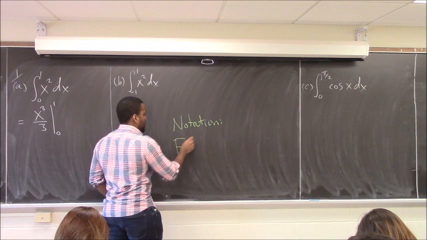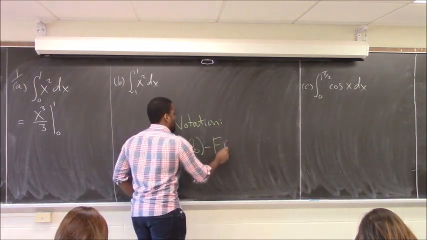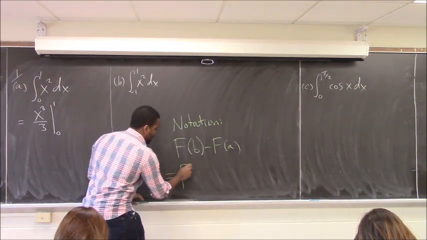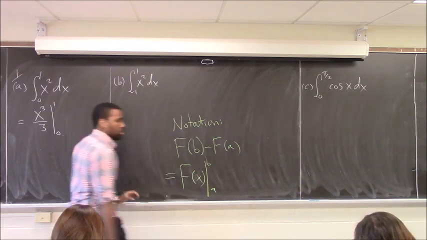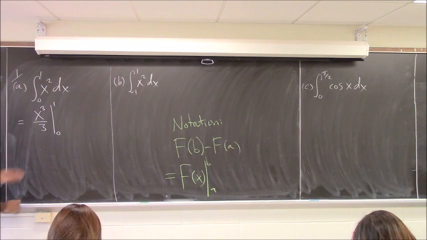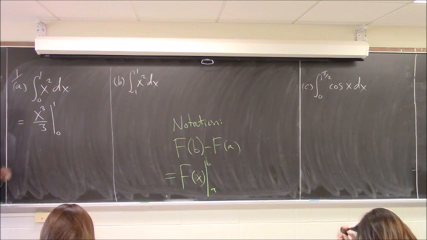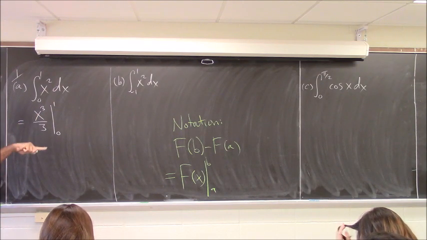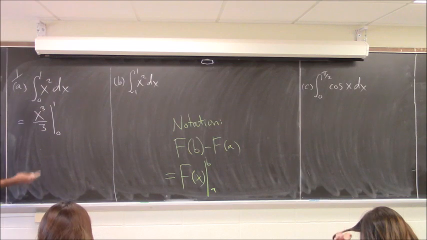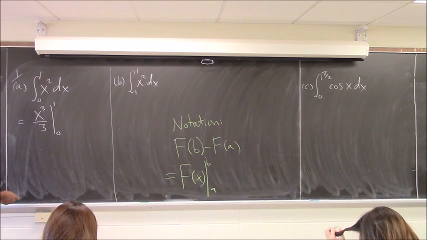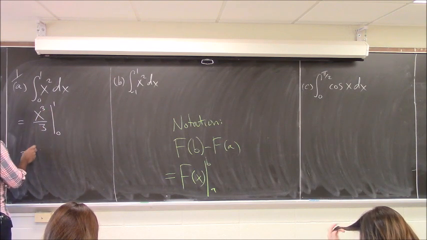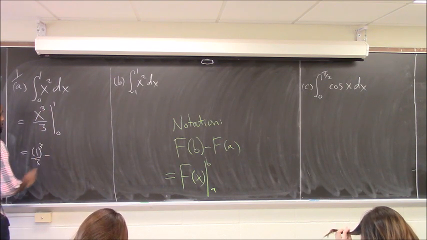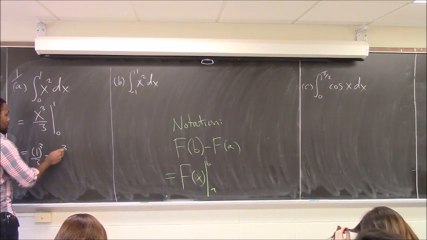So if you want to write, say, f of b minus f of a, that's the same as writing f of x with a vertical bar beside it. It's just a notation. What that means is I'm going to take the top number, plug into the function, and evaluate it. Then I'm going to put a minus sign and take the bottom number, plug into the function, and evaluate it. This is part 1 of the fundamental theorem of calculus. So I'm going to take the 1, plug it in, minus, I'm going to take the 0, plug it in.